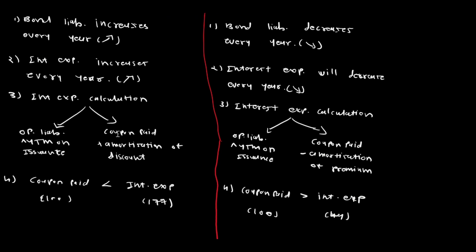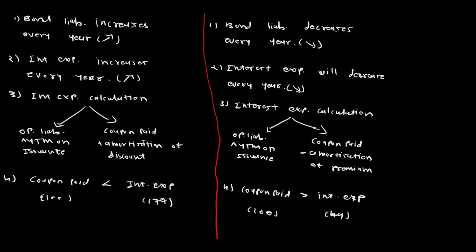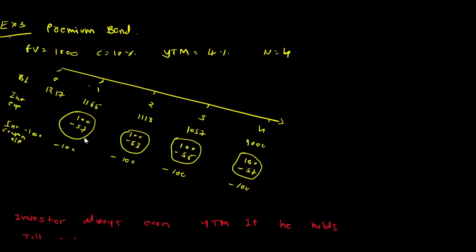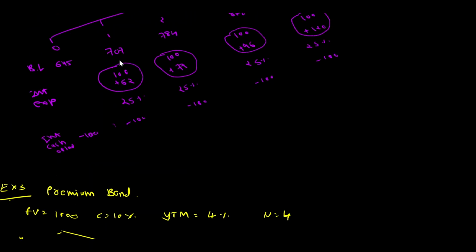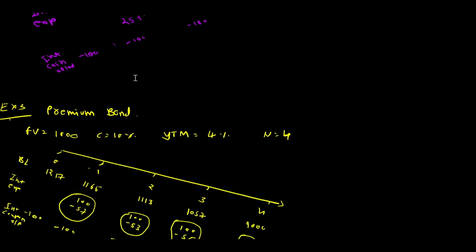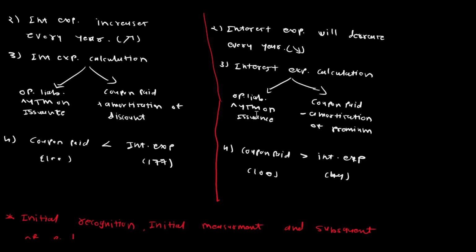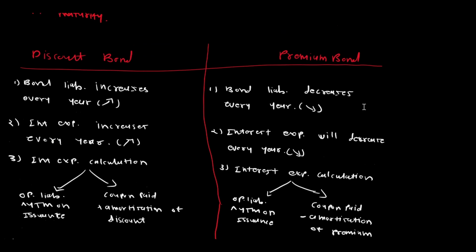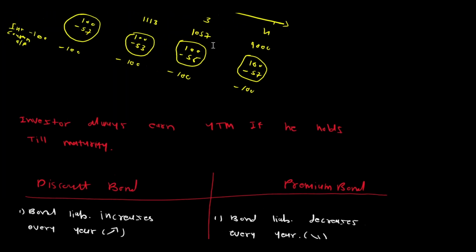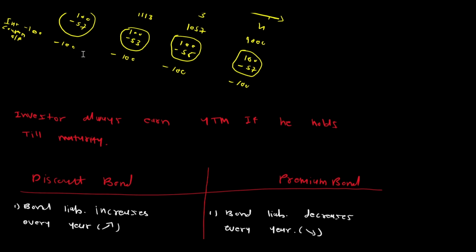And another method is coupon paid plus amortization of the discount. This is the 157 coupon, and 162 is the amortization of the discount. And here also the first one is the same, opening liability multiplied by YTM at the issuance. Here it is coupon paid minus amortization of the premium. So coupon paid is 157, and the rest is amortization of the principal.